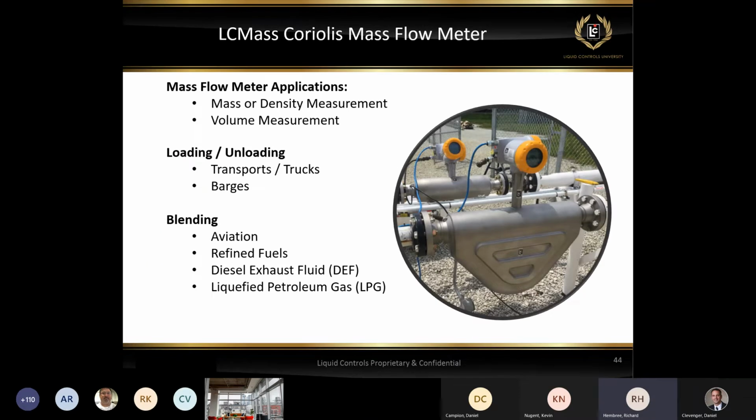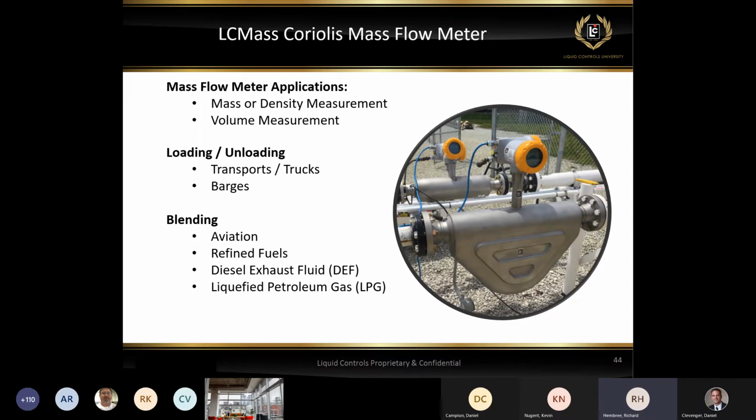Some of the applications, again, are mass measurement and also density measurement. We can convert that also to a volumetric measurement if need be. Unloading and loading of transports, trucks, and barges. If you have a blending application in, say, aviation, refined fuels, diesel exhaust fluid, LPG, it's ideal for those applications.